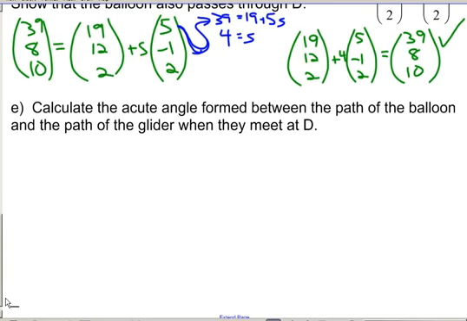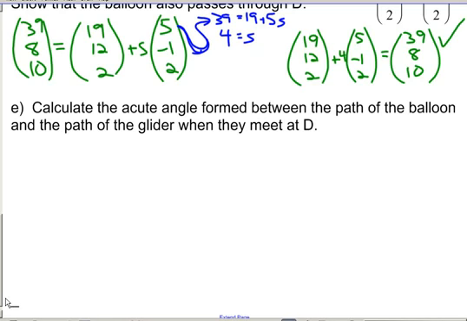Okay. Calculate the acute angle formed between the path of the balloon and the path of the glider when they meet at D. So since these are lines in space that continue on to infinity in either direction, we're going to really have two angles that are formed whenever we meet. We'd have this one here and this one here. It's telling us in this case that we want the value of the acute angle.